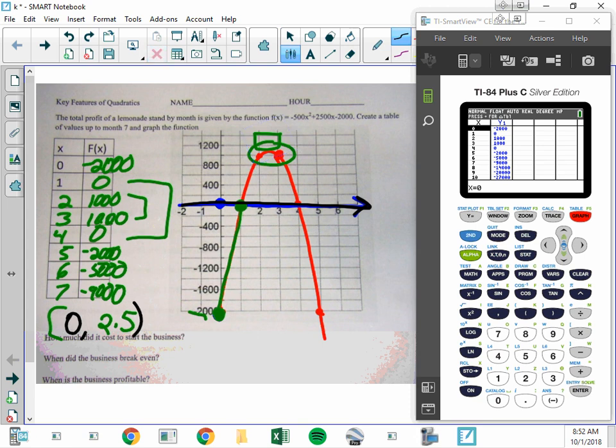Now, one of the biggest mistakes that people make on the test when they're doing increasing and decreasing is to label the y values.